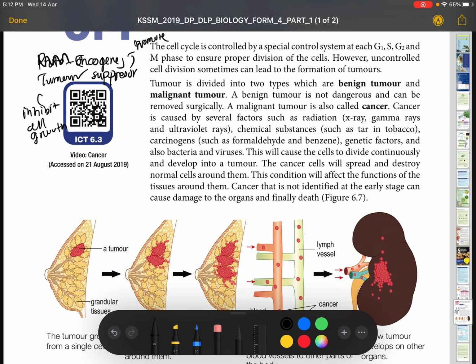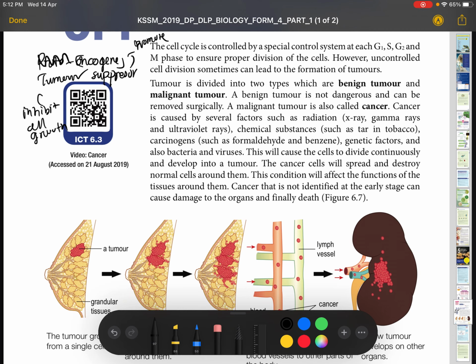Because remember, proto-oncogenes help with cell growth. Oncogenes magnify that effect. So it makes cell growth even faster and faster. So it's a higher than normal growth rate, and it over-proliferates. It divides too fast. So that is one type of mutation.